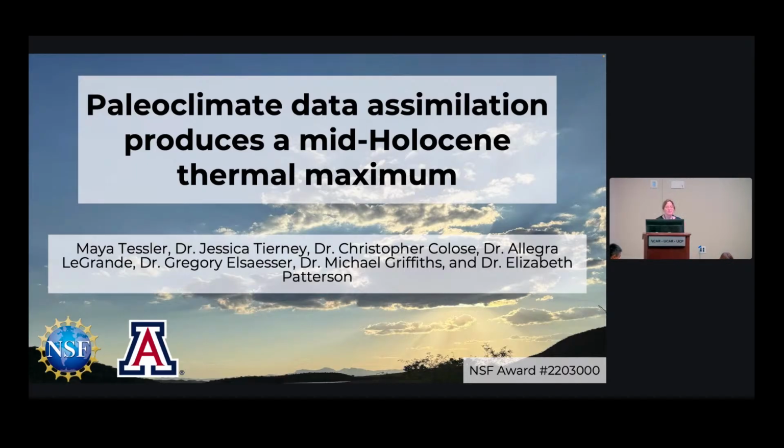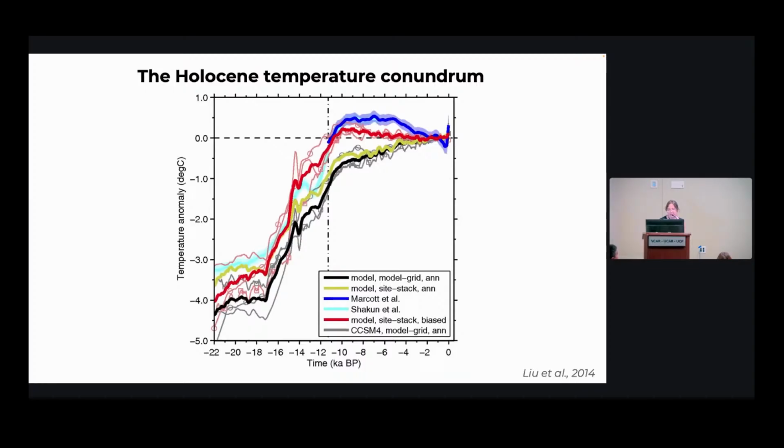I'm Maya. I'm a second-year PhD student at the University of Arizona, and today I'm going to talk about how paleoclimate data assimilation can produce a mid-Holocene thermal maximum. Okay. So looking at this plot, we see here the Holocene temperature conundrum.